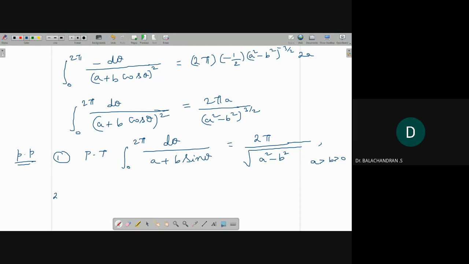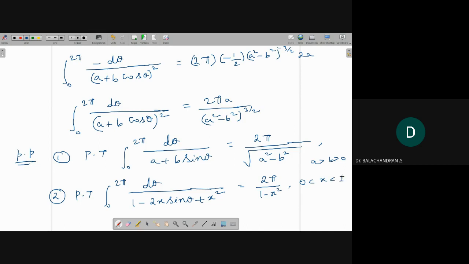Problem number 2. Prove that the integration over 0 to 2 pi of d theta divided by 1 minus 2x sine theta plus x square is equal to 2 pi by 1 minus x square, where 0 less than x less than 1.